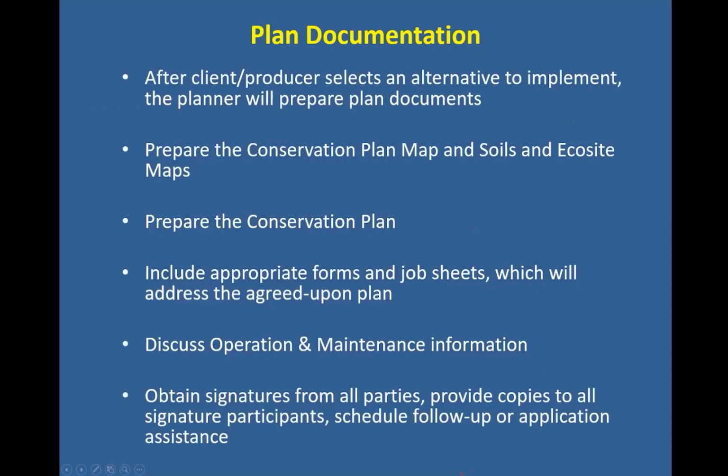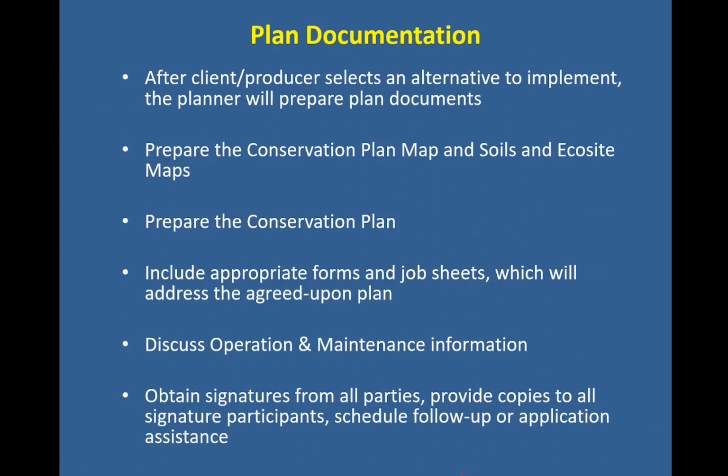So plan documentation. So what comes out of this conservation plan? So again, we're going to present all of these alternatives. We're going to go through all the resource concerns that were identified, and then we're going to prepare plan documents. One of the biggest assets I think that we provide, and I've heard this from a lot of producers, is we prepare a conservation plan map with soils information and ecosite information.